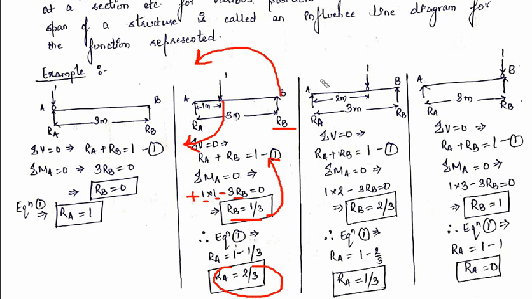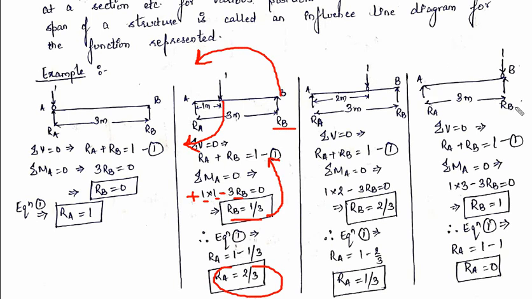Now let us consider the next case in which the rolling load has reached a distance of 2 meters from A support. For this condition, again find out the values of Ra and Rb from equilibrium equations, and the values of Ra and Rb will come out to be 1 by 3 and 2 by 3 respectively. The same procedure will be followed while calculating the values of Ra and Rb, so I am not going to explain this procedure.